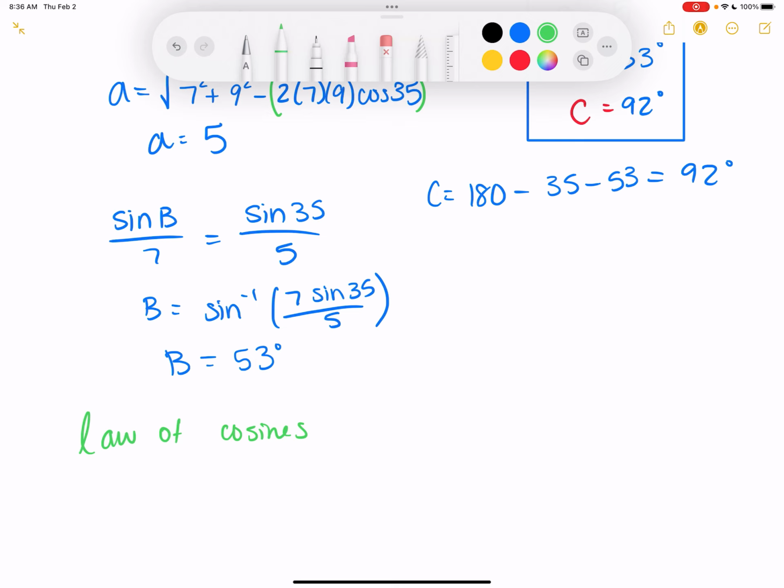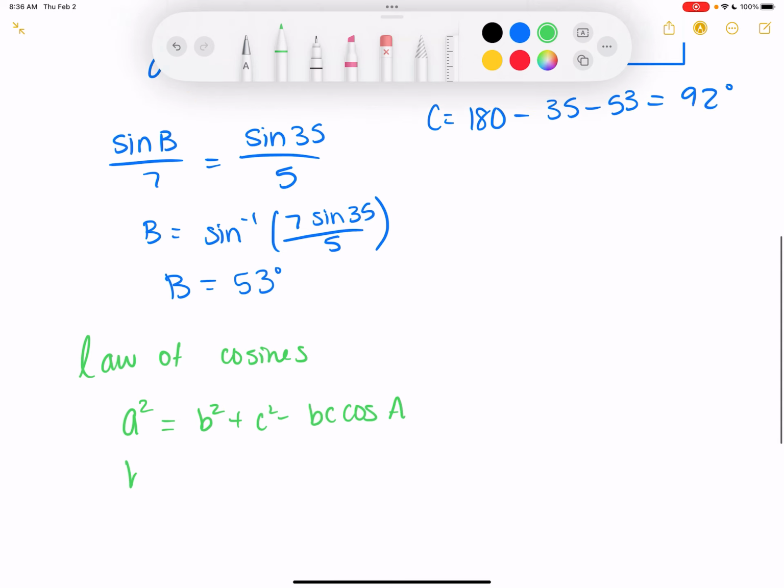It can be a squared is equal to b squared plus c squared minus bc cosine A. Or it can be b squared is equal to a squared plus c squared minus ac cosine B. So whatever side you're solving for, the cosine of that angle is going to be here. Okay. Shouldn't there be a 2 in front of the BC and the AC? Yes, there should be.